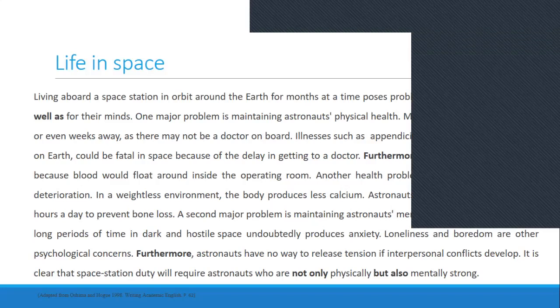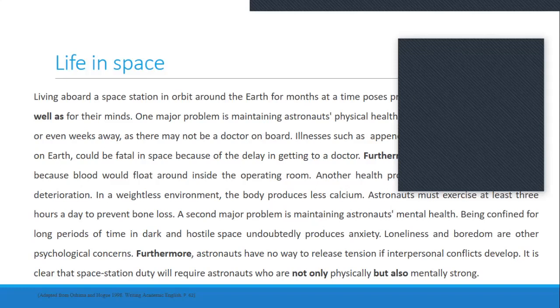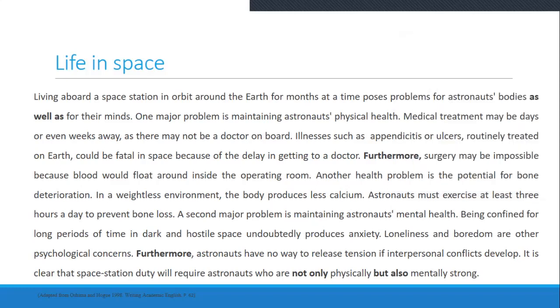Yes, Philip, you are correct. It's written according to the logical division of ideas. Living aboard a space station in orbit around the Earth for months at a time poses problems for astronauts' bodies as well as for their minds.